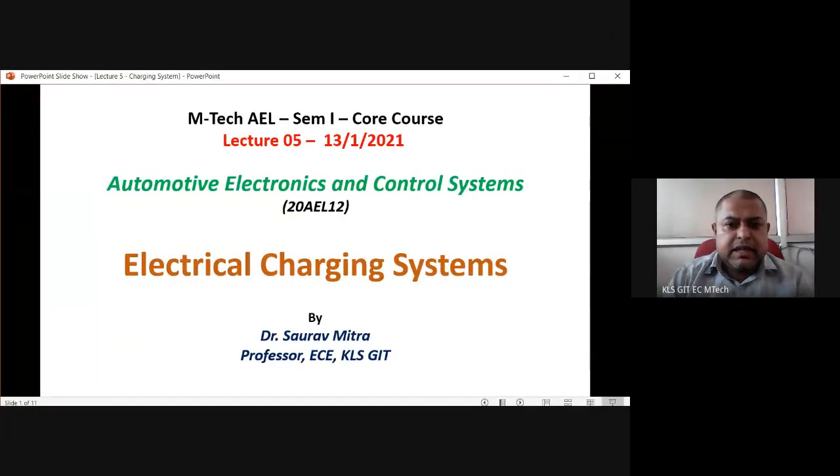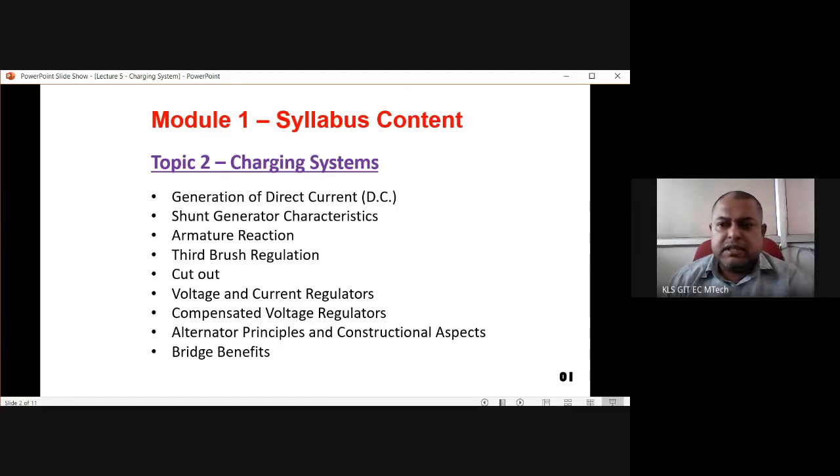So, in the electrical charging system, as far as your syllabus is concerned, the topics mentioned are generation of DC, shunt generator characteristic, armature reaction, third brush regulation, all these things. We will not see all of these directly, because inside a car what we actually generate is AC. The second-last topic, the alternator, is very important. I think the shunt generator, armature reaction and generation of DC are added in the syllabus because they just wanted students to know how electricity is generated in the form of DC.